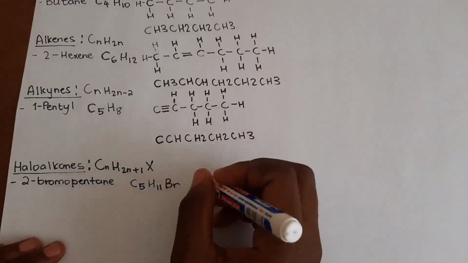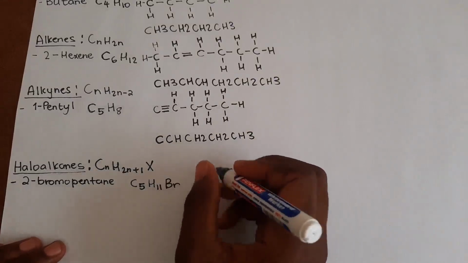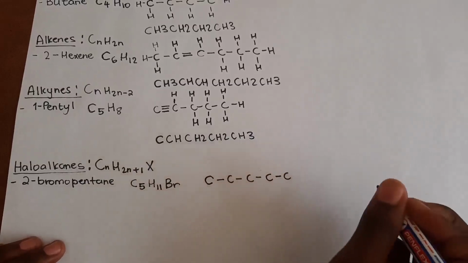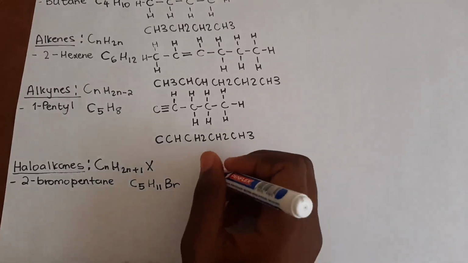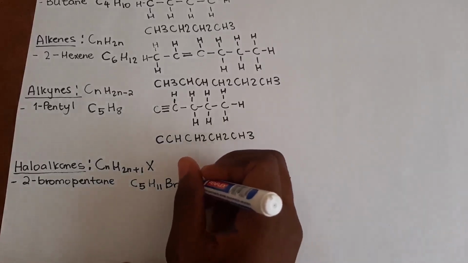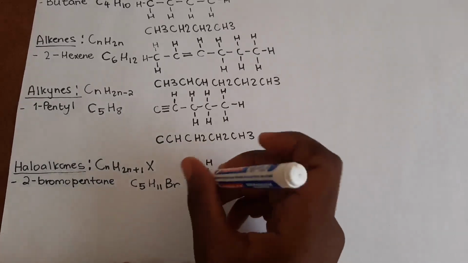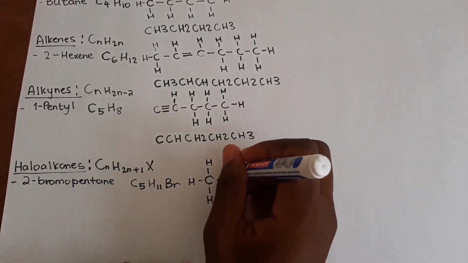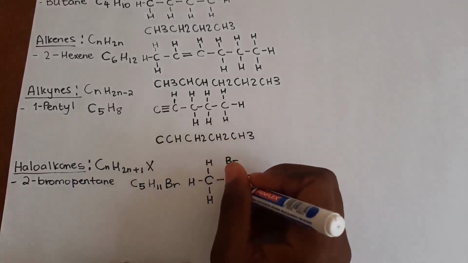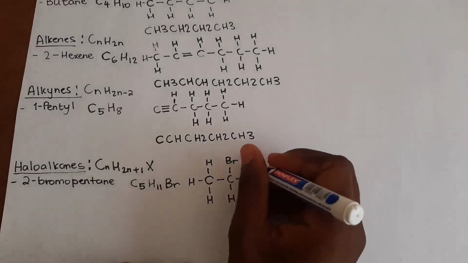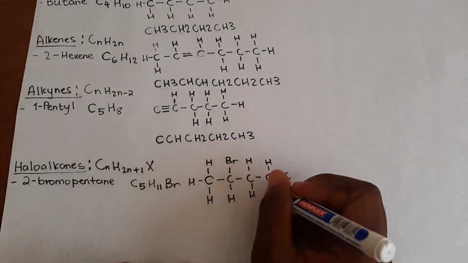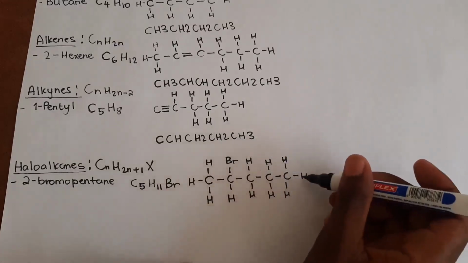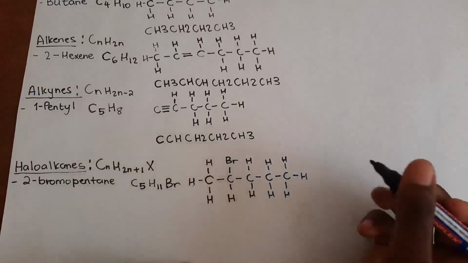Let's draw the structural formula. How many C's? Five C's: 1, 2, 3, 4, 5. On the second carbon, let's draw the Br, maybe here. How many hydrogen atoms are we supposed to have? We're supposed to have 11 H atoms: 1, 2, 3, 4, 5, 6, 7, 8, 9, 10, 11. And that's how it goes.